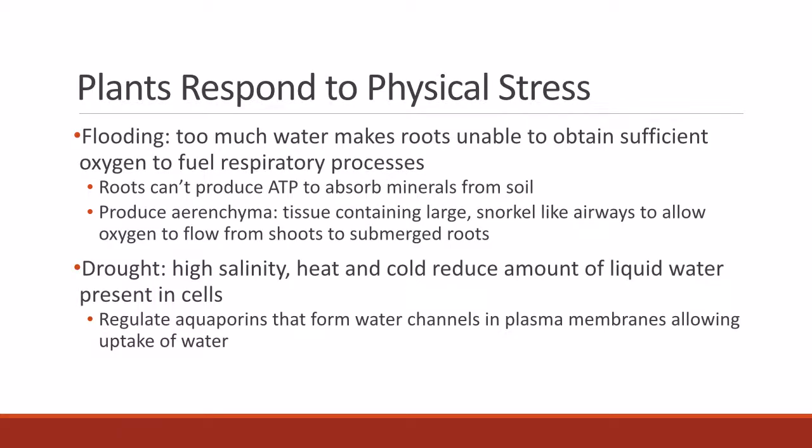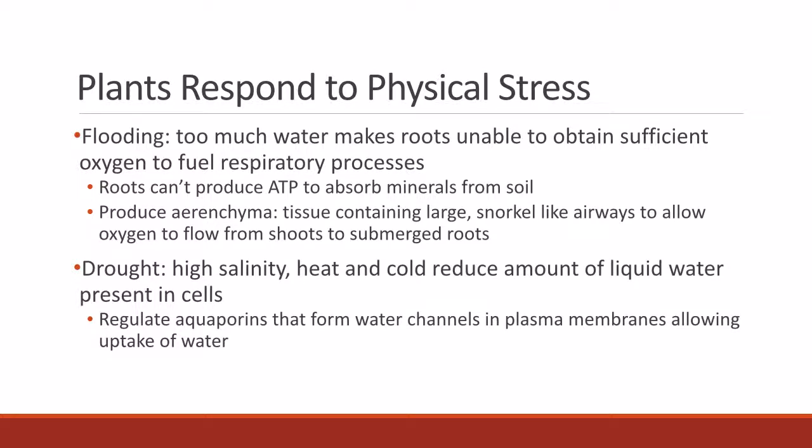Plants respond to physical stress. There are two types of physical stress listed: flooding and drought. When flooding occurs, too much water makes roots unable to obtain sufficient oxygen to fuel respiratory processes. This causes the roots to be unable to produce ATP, which is needed to absorb minerals from soil.